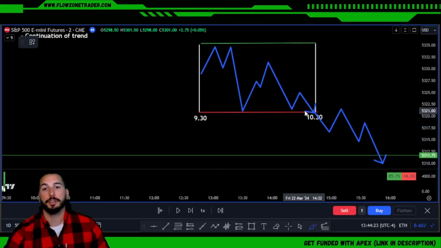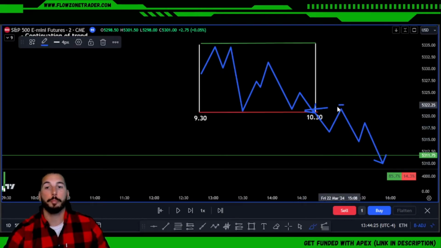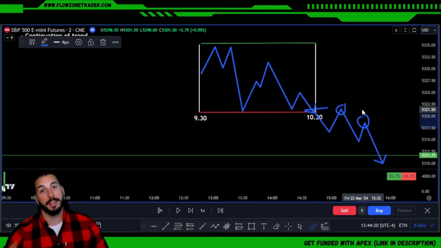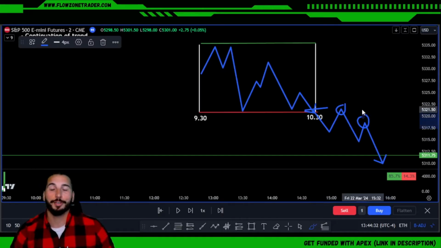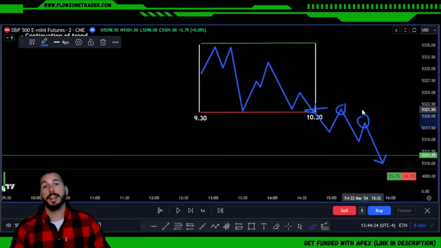So if you're a breakout trader, you can take this. If you're a pullback trader, you are looking to join trend right here. This is how I like to trade these. So two really clear and simple setups.